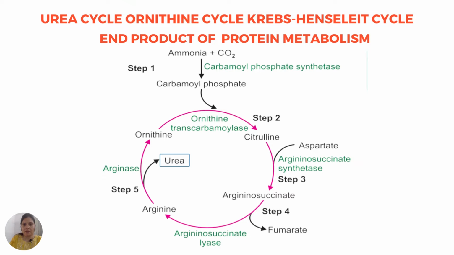This is the complete structure of the urea cycle. Ammonia is trapped with the help of carbon dioxide. The first product formed is carbamoyl phosphate, which reacts with ornithine to form citrulline. Then argininosuccinate is formed, then arginine, and then the cycle turns over again to ornithine formation. Now we will discuss this cycle step by step.